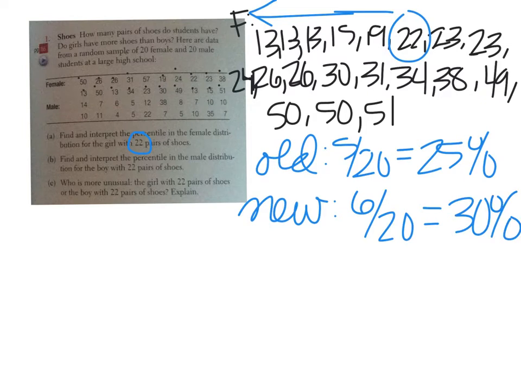So for the boy, what we can notice is that the numbers are a lot smaller. I don't feel like writing them all in order right now because it's a lot, and we want to keep covering the rest of the questions, but you would do the same thing. Even though both the female and the male have 22 pairs of shoes, the female is only in the 30th percentile and the male is in like the 85th or 90th percentile. It's way higher. If I was comparing them, I would say that the boy is more unusual than the girl because the girl has a value that's closer to the middle and the boy has one that's closer to the upper end.